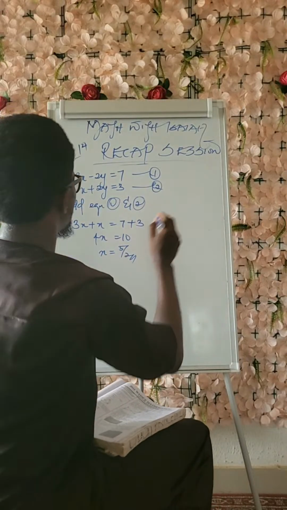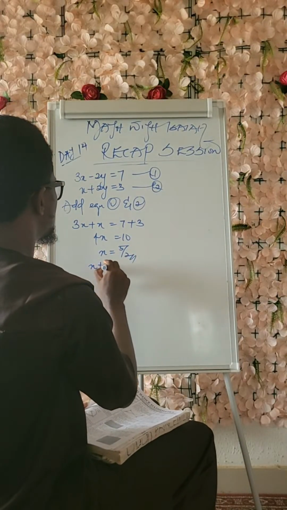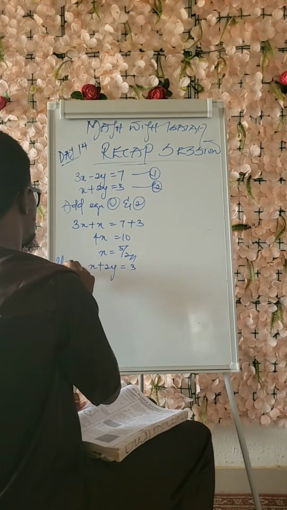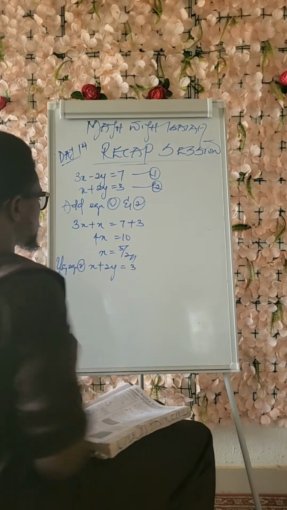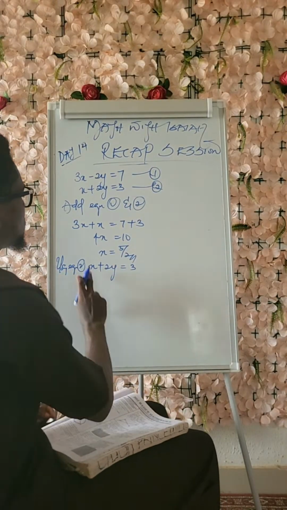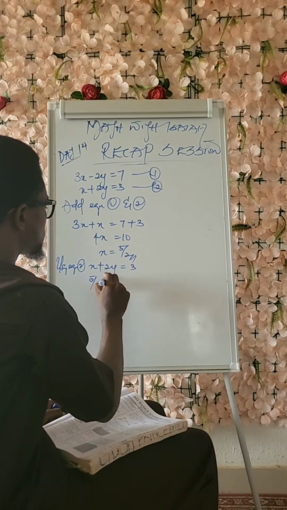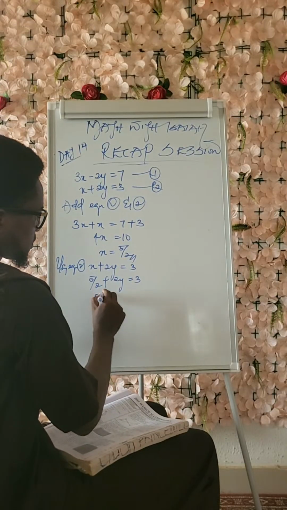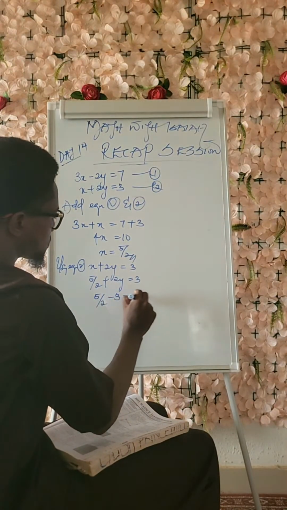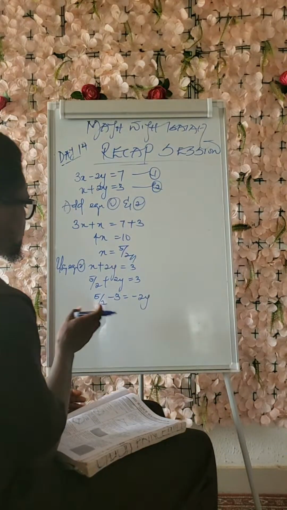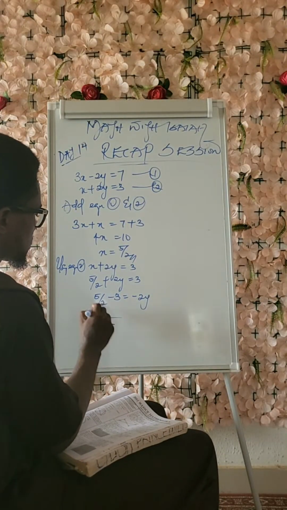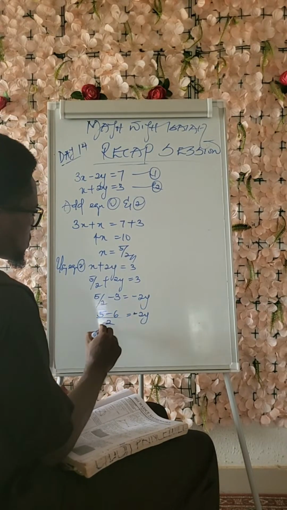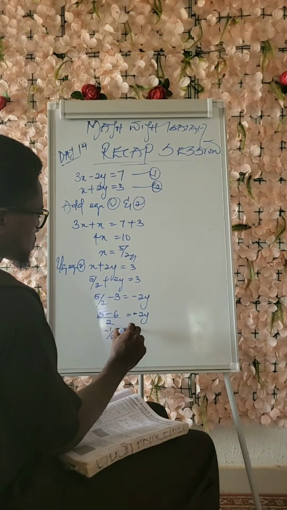Let's do this. So we have x to be. Let's do x plus 2y equals 3. Let's write using equation 2. Yeah. So we're using equation 2 now. What's x? 5 over 2 plus 2y equals 3. Take this outside, bring this inside. 5 over 2 minus 3 equals minus 2y. Right? Let's subtract. That's 5 minus 6 equals minus 2y. So this is minus 1 over 2 equals minus 2y.